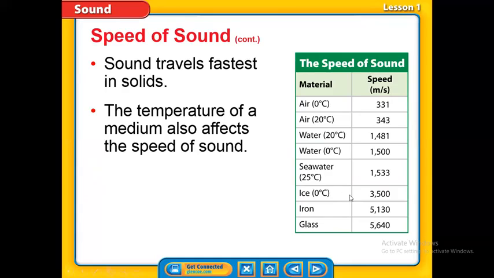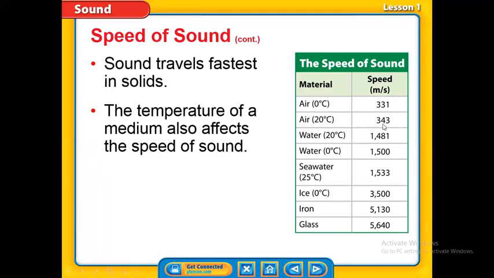So if you look in here, you find that sound travels fastest in solids. Like in this table, we have glass, iron, and ice. You'll find that the speed is much higher in those three because they are solid. But if you look closely at air, for example, you find that it's less. The least speed of sound is in the gases.